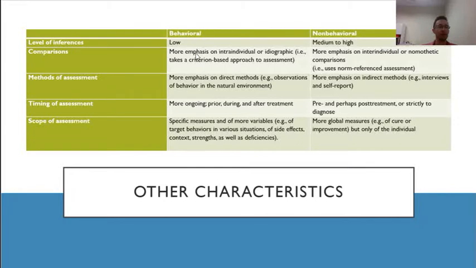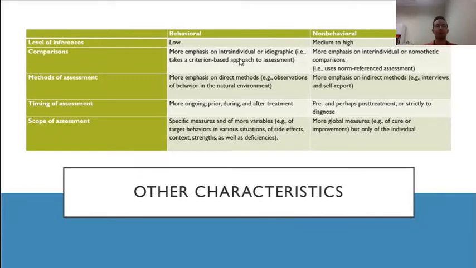Okay, now on the behavioral side, the level of inferences are low. In a behavioral approach, you try not to infer too much. You really focus on empirically demonstrating the causes of a student's problem behavior or the effects of an intervention on learning. There's more emphasis on intra-individual or idiographic comparisons, which means you take a criterion-based approach to assessment. So there are two focuses. One is to compare the individual's current performance to their prior performance, not to other students or other individuals, but just to their own prior performance, or to compare their performance to a performance standard.